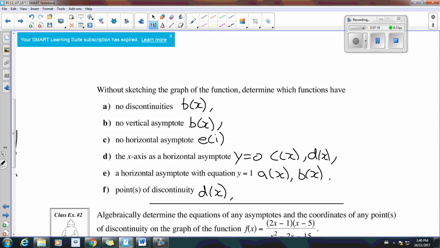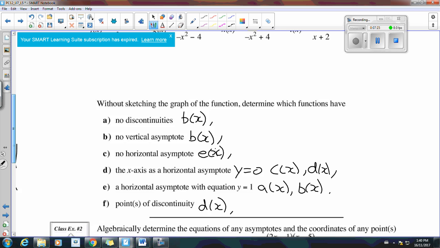And then it has no point of discontinuity. So E, I don't know why I put E of I. E only has a horizontal asymptote.